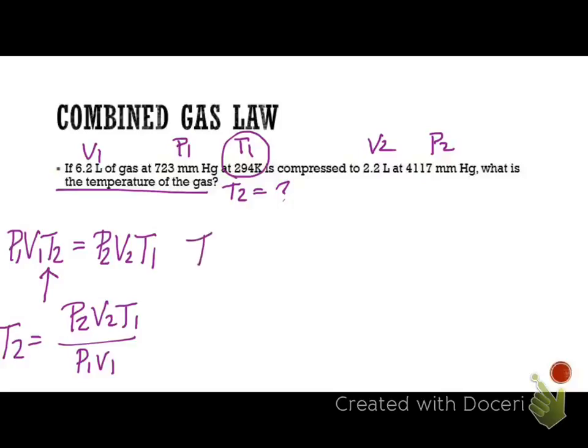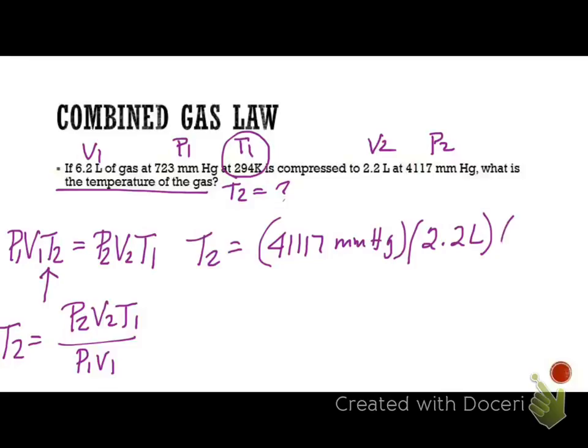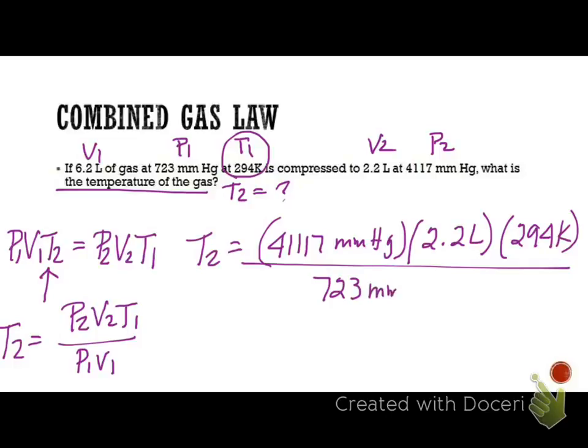So now we just plug everything in. Pressure 2 was 4,117 millimeters of mercury. Volume 2 was, I'm looking at the previous problem, sorry, 2.2 liters. And then T1 was 294 Kelvin. Divide that by P1, which was 723 millimeters of mercury, times, I'm going to go ahead and take that out so you know to make sure you put parentheses around it, times 6.2 liters.